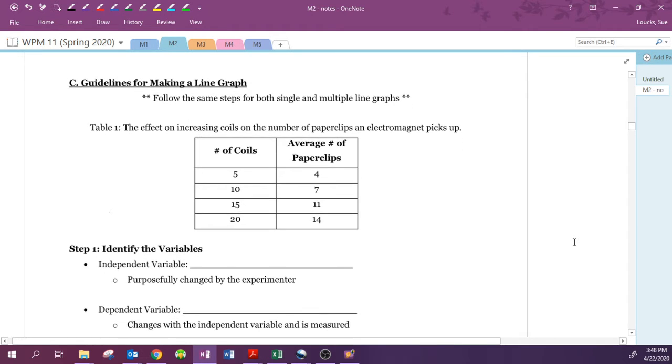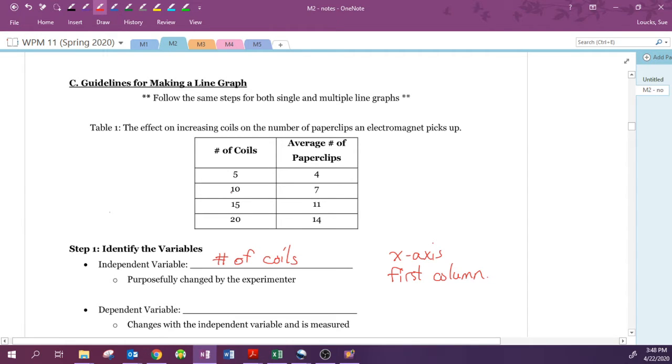The independent variable is the one that is purposefully changed by the experimenter. It's always the x. It's always the x-axis, and it should be the first column in your table. Now, I'm not going to say it always is, because not everybody follows the rules all the time, but it is supposed to be the first column in the table, and in this case it is. It's the number of coils.